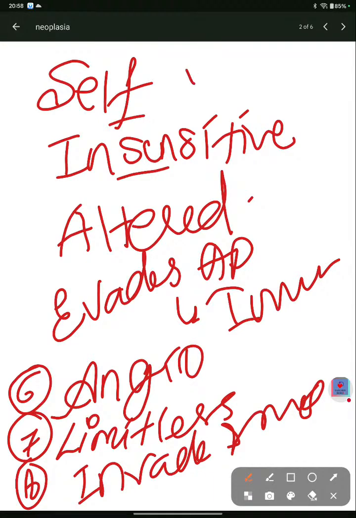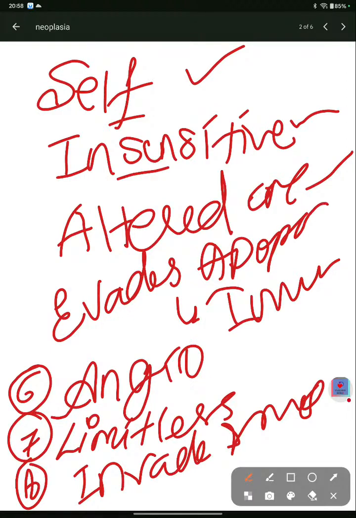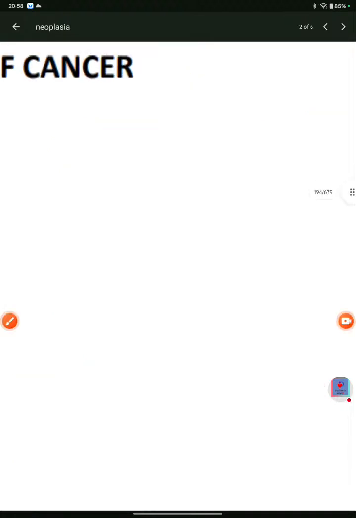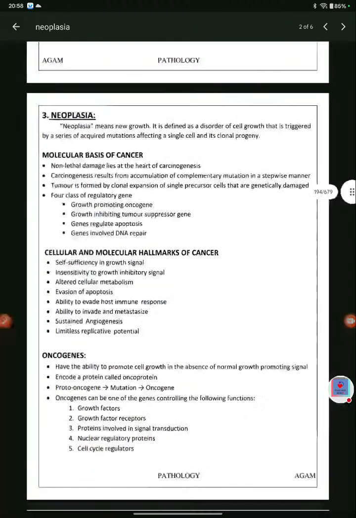Okay, self-sufficiency in growth factors, insensitivity to growth inhibitory factors, altered cellular metabolism, it evades apoptosis, it evades the host immune response, sustained angiogenesis, limitless replicative potential, and the ability to invade and metastasize. So these are the hallmarks of neoplasia.